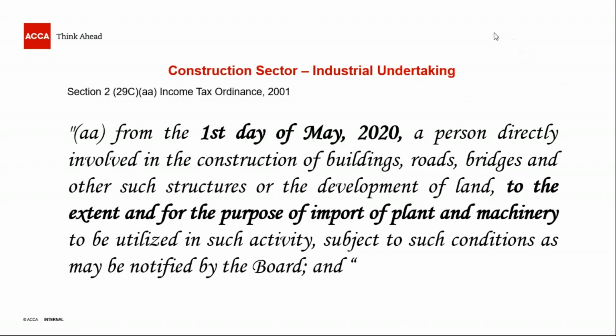So what happens here is that the definition of industrial undertaking is being amended to include the construction of buildings, roads, bridges, and other such structures or the development of land. And it will basically facilitate the import of plant and machinery to be utilized in all such activities, subject to any condition that the Board may notify to keep some controls and checks. The biggest incentive for industrial undertakings is that when they import plant and machinery, they get serious tax breaks, rebates and tax credits. Now that same treatment would be extended to the construction industry as well by view of this change. Hence, it is a big incentive for the construction industry.